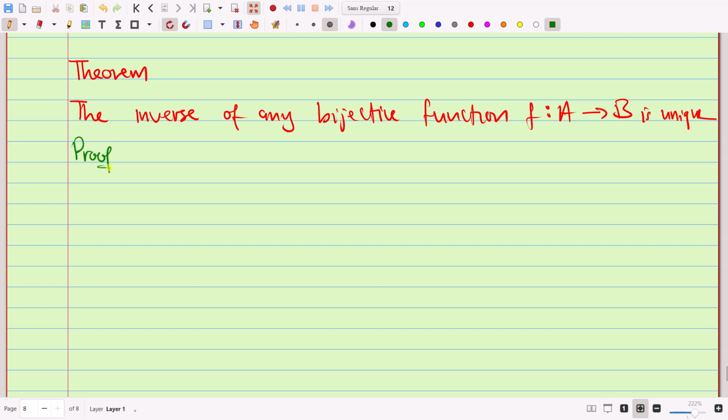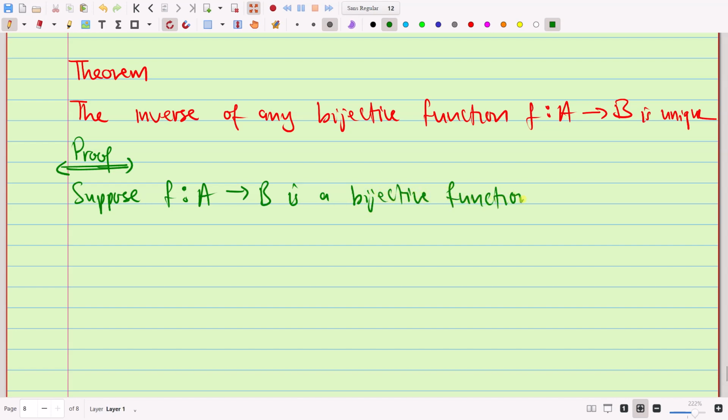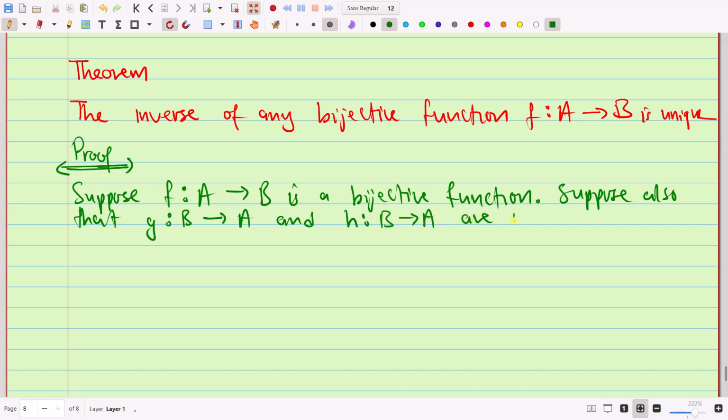But now, how can we prove this? How can we prove that the inverse of any bijective function is unique? What we're going to do is say, suppose f from A to B is a bijective function. Then suppose also that function g, which maps B to A, and another one h, which also maps B to A, are inverse functions of f.